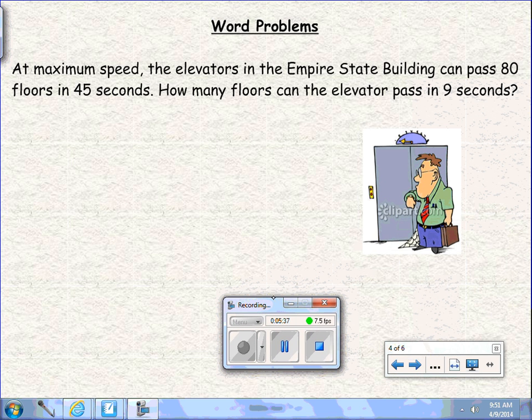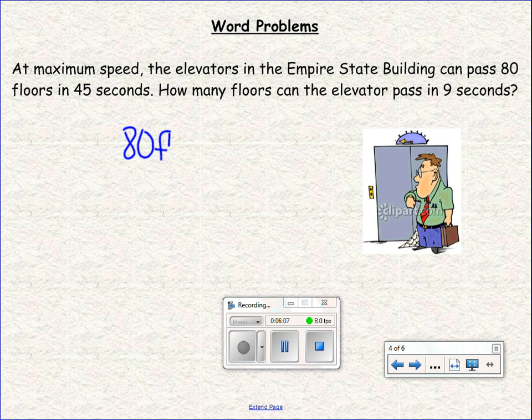Now, in a word problem, at maximum speed, the elevators in the Empire State Building can pass 80 floors in 45 seconds. How many floors can the elevator pass in 9 seconds? So we're going to set this word problem up with two ratios that form a proportion. So as we talked about in yesterday's lesson, distance over time. So our distance in this example would be 80 floors over time would be 45 seconds.